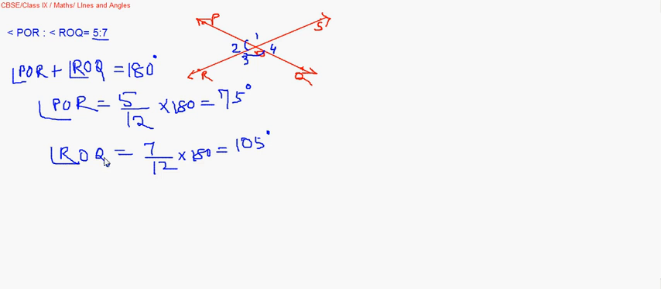So now POR, this angle 2, is vertically opposite to angle 4. So angle SOQ will be 75 as well. ROQ is vertically opposite to angle 1, that is POS. So we have learned previously that vertically opposite angles will be equal. So POS becomes 105 degrees.